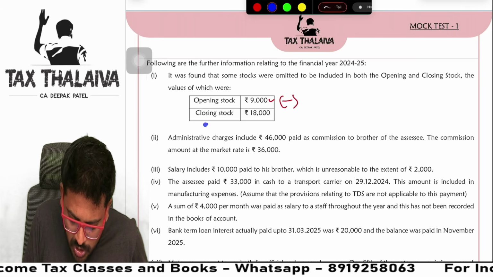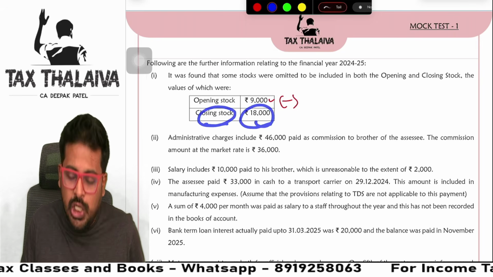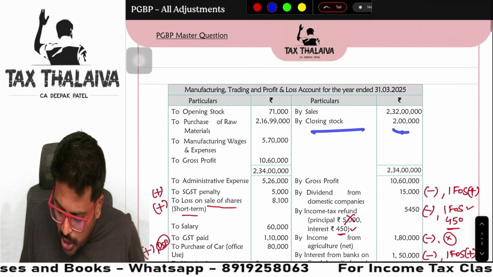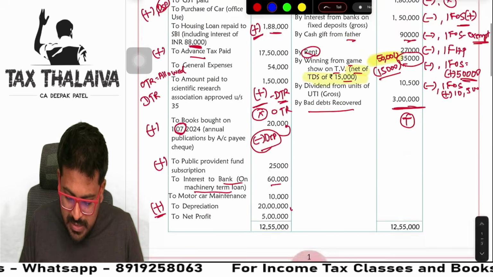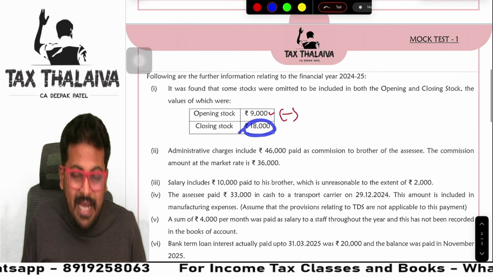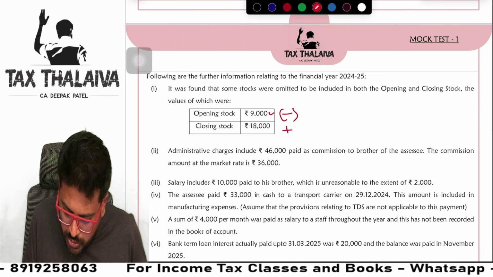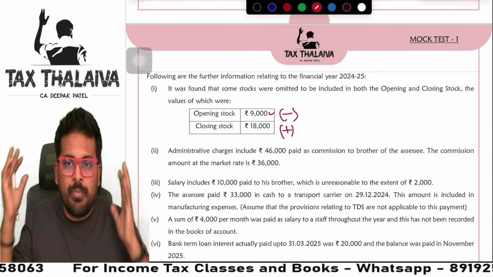Got it? Next, closing stock 18,000 you forgot to add. See here, closing stock you add on the credit side. In profit you considered only 2 lakh rupees, but you were supposed to consider 2 lakh 18,000 rupees. So 18,000 you forgot. Add it to PGBP profit, guys.